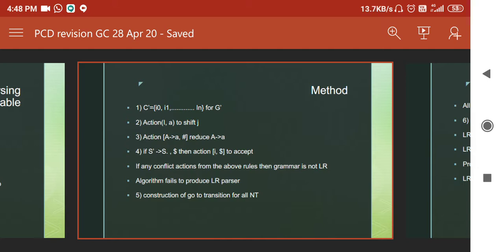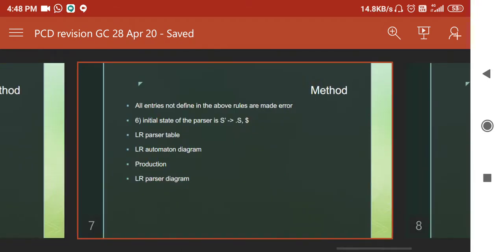And then the next step. During this transition process, normally we use a function named the goto function. Using this goto function only, we convert non-terminals to further non-terminals, or non-terminals to terminals, or non-terminals to a start symbol. So these processes will be performed by goto transitions. So we have to follow all these steps, or else it's going to result in an error.